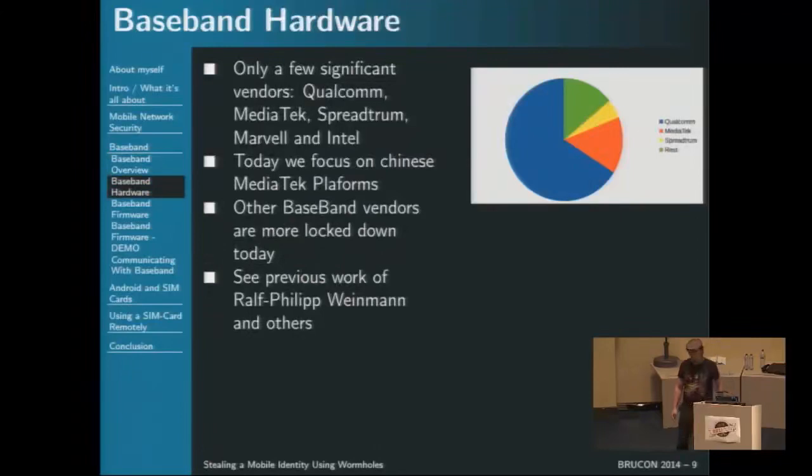So who are the vendors for basebands? There are only a few vendors. This is a graphic from the first quarter of 2014 of the market shares. The biggest vendor is Qualcomm, followed by MediaTek, Spreadtrum, Marvell, Intel, and the others. So the green ones are the rest, and then you have MediaTek and Spreadtrum.